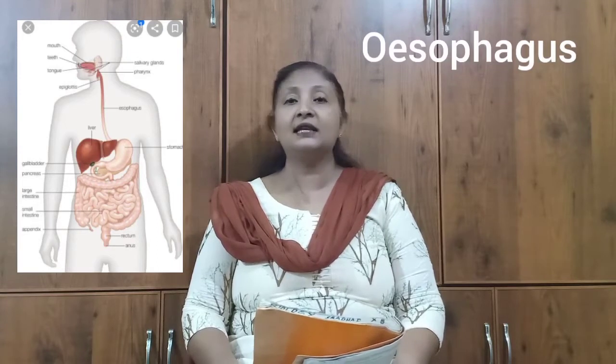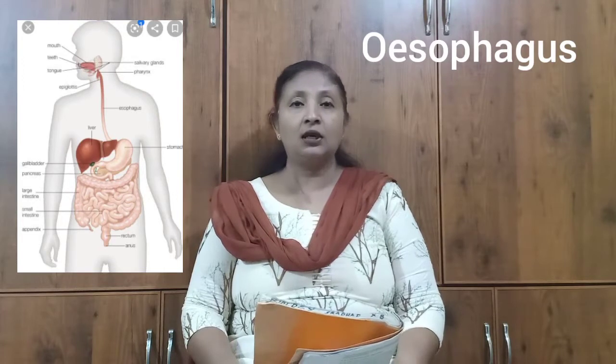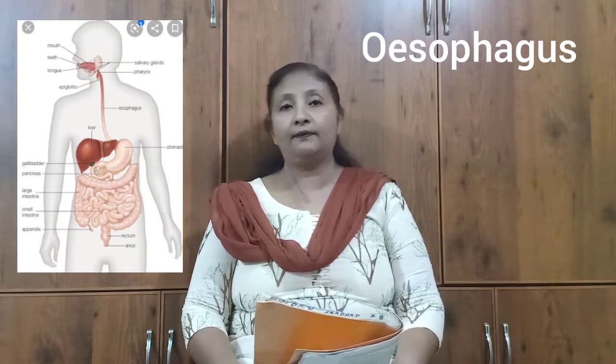So let us continue with where we left. We have already discussed about the buccal cavity. So food passes from the buccal cavity to the esophagus. Esophagus is otherwise known as the food pipe, which joins the stomach.